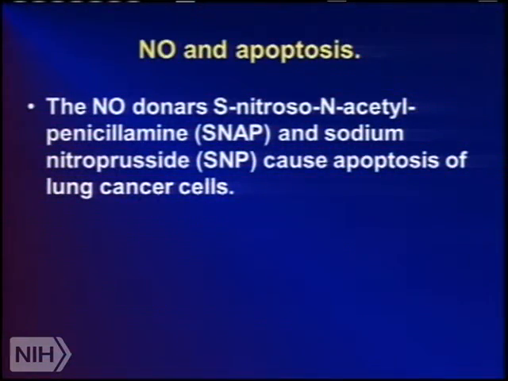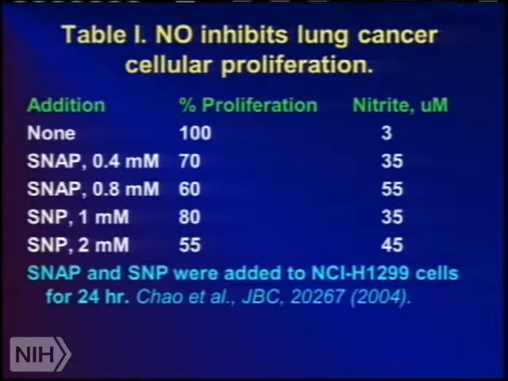So also in the lab, we can use nitric oxide donors, such as S-nitroso-N-acetyl-penicillamine, abbreviated SNAP, and sodium nitroprusside, abbreviated SNP. These chemicals were especially popular in the 90s and the 2000s. You use them as nitric oxide delivery agents. But ultimately, this causes apoptosis of lung cancer cells.